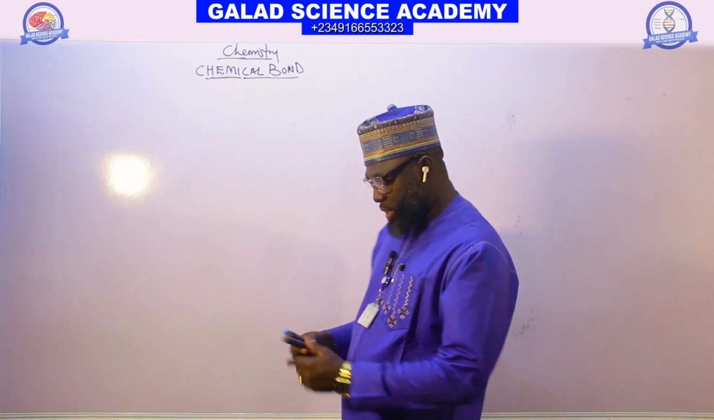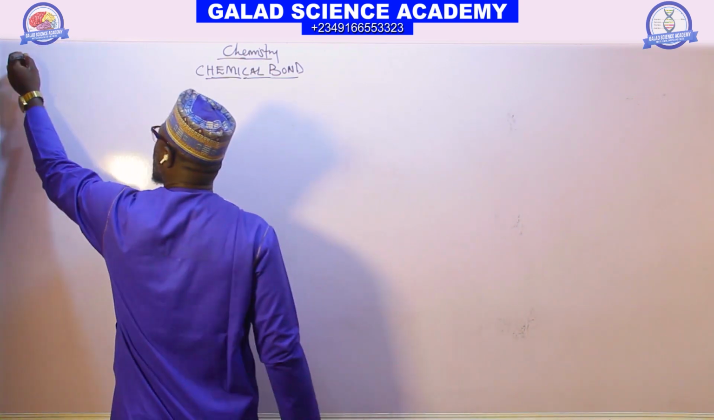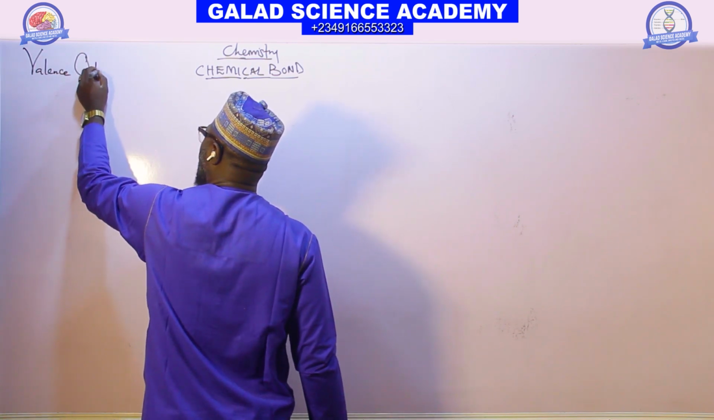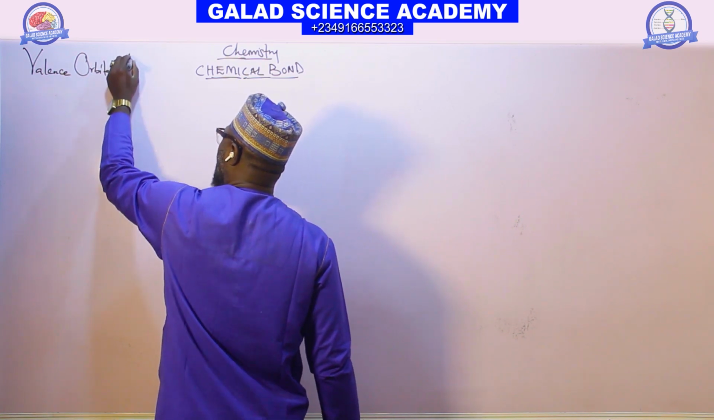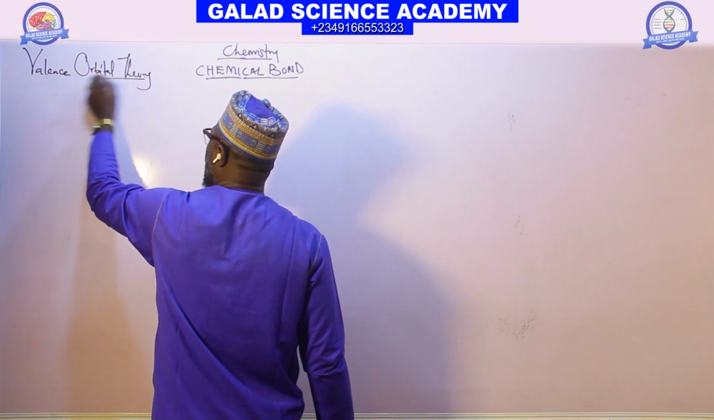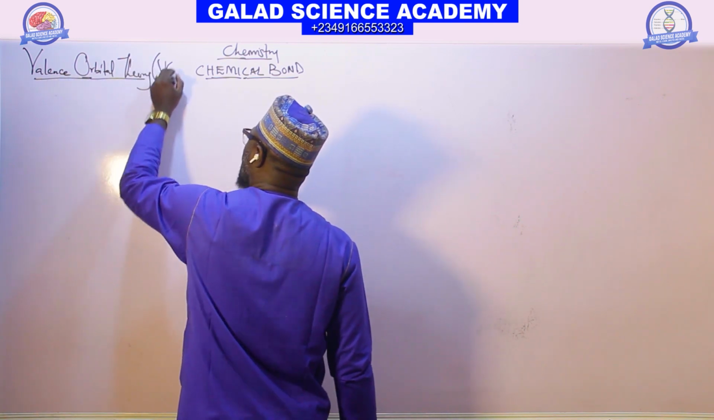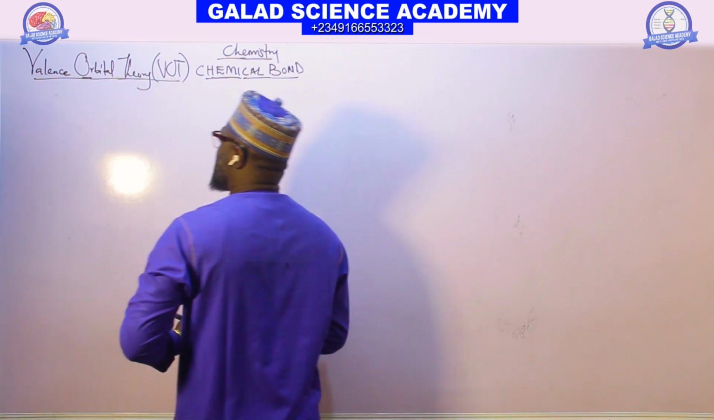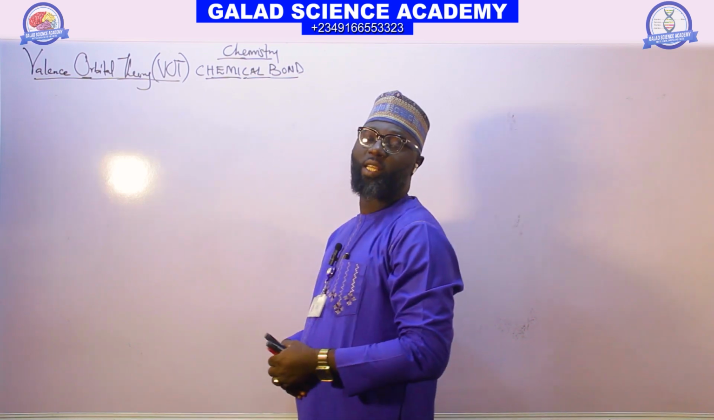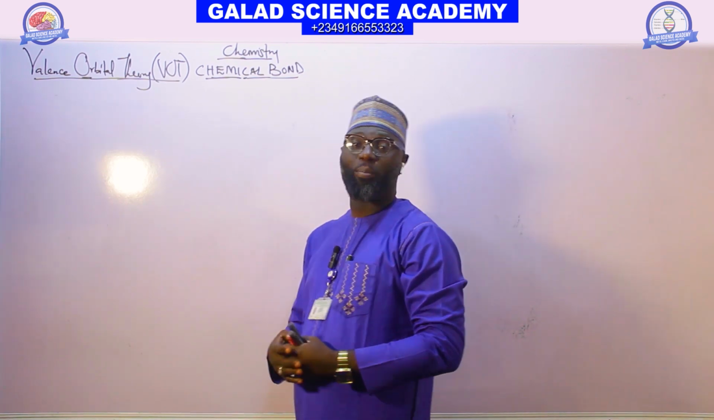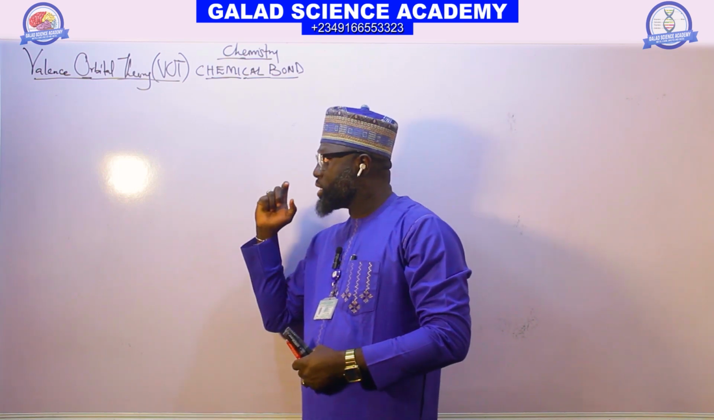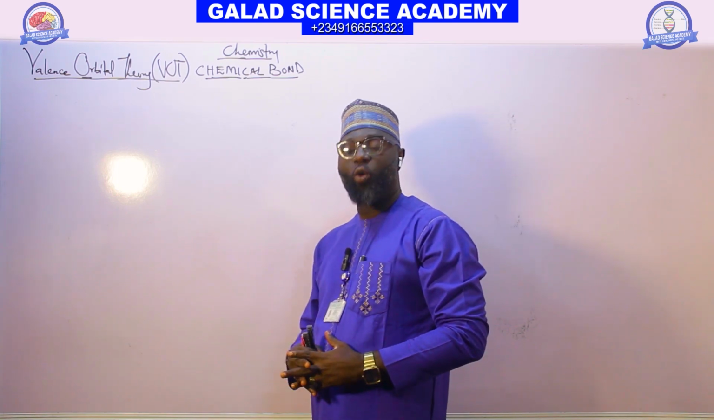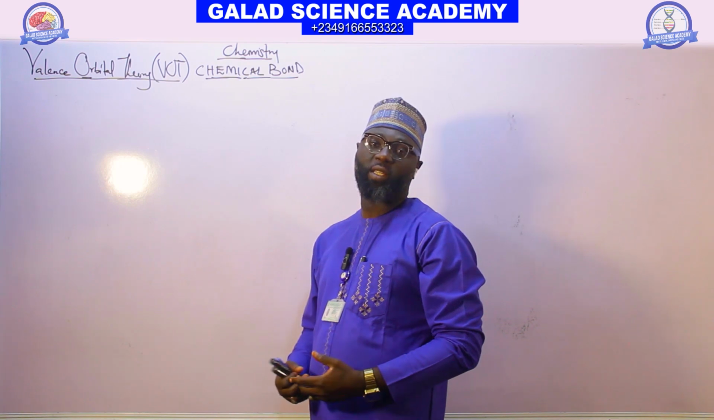So the next theory now is what? Valence orbital theory, which is what? VOT. What is valence orbital theory? It is a quantum mechanics approach that we use to describe the overlapping of orbitals in a molecule.